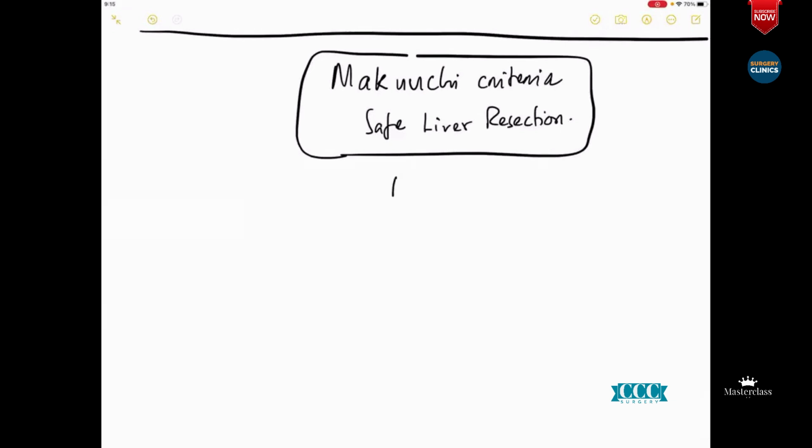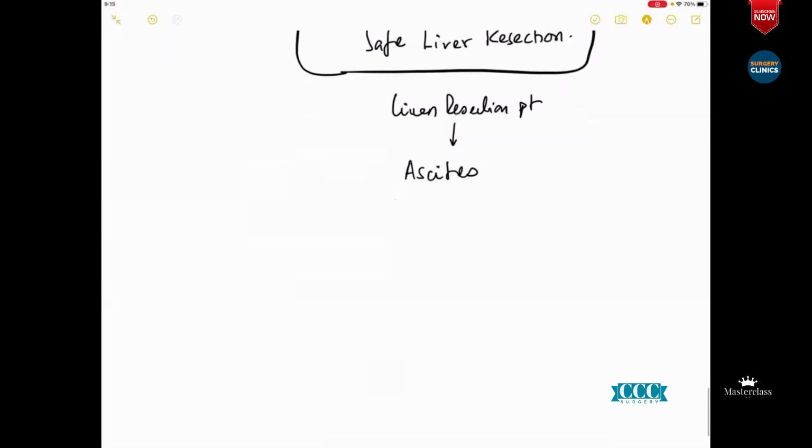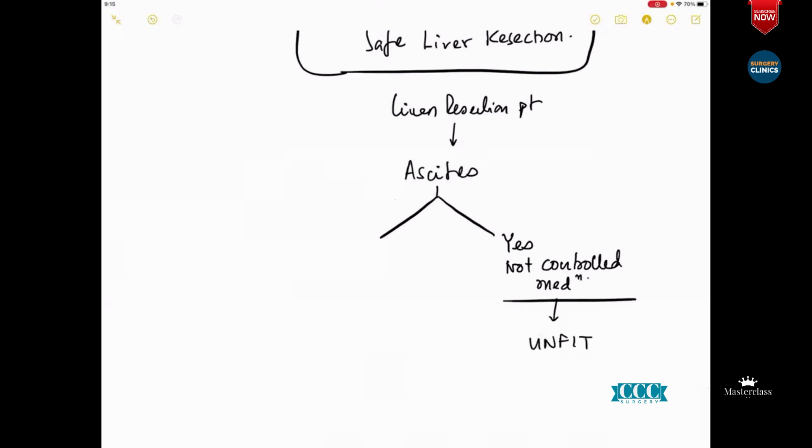It asks you whether the patient which you are planning for a liver resection has ascites. Yes or no. If the patient has ascites, yes, and it is not controlled by your medications, I hope you know what the medications are, just remember, this patient is unfit for a liver resection. Very simple. This patient is unfit for a liver resection, and we do not go for a liver resection.